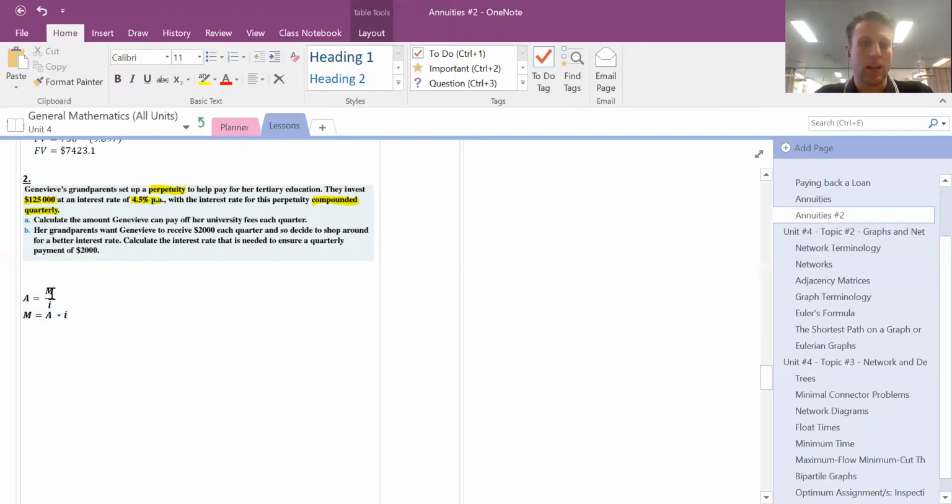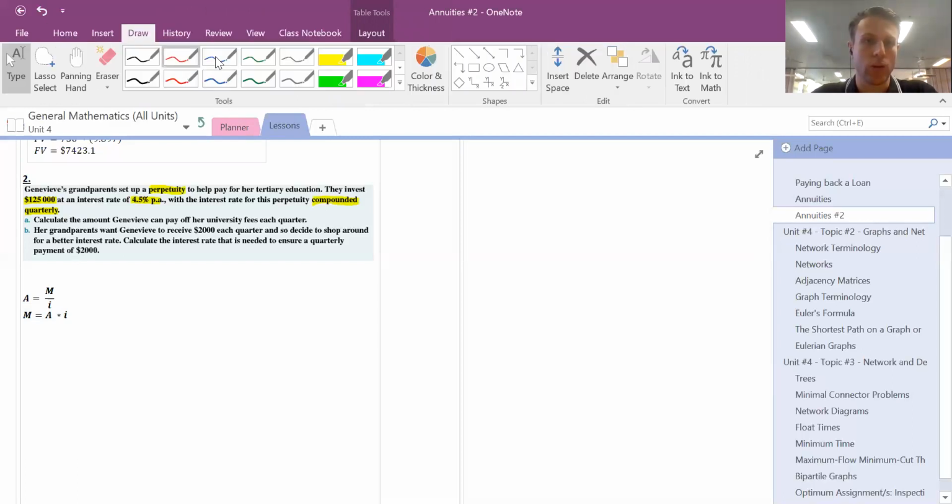So this is where we need to start thinking about what are the values that we have. I'm going to start drawing the rest of this. Our value for A, the amount invested at the start by the grandparents, is $125,000. So that's the large sum amount, so it pays off Genevieve's loan over time.